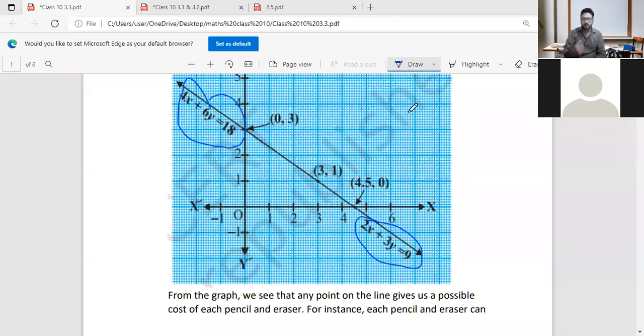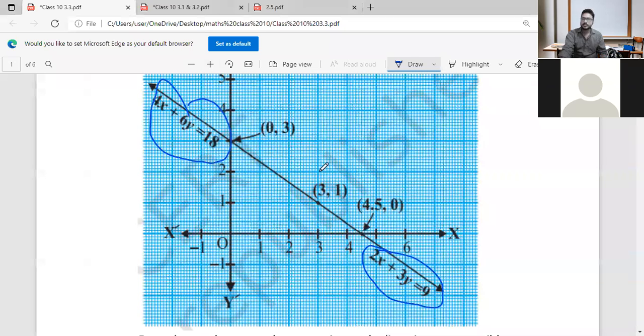And one more point. We have just found out these two equations have infinitely many solutions. Can you tell me which are the solutions? Solution means the value of x and y. What are the values of x and y? Can anyone tell me one value of x and y? I have told you there are infinitely many solutions. At least one value.